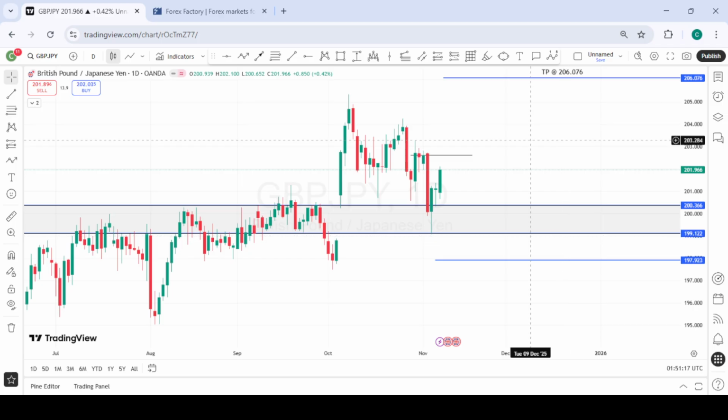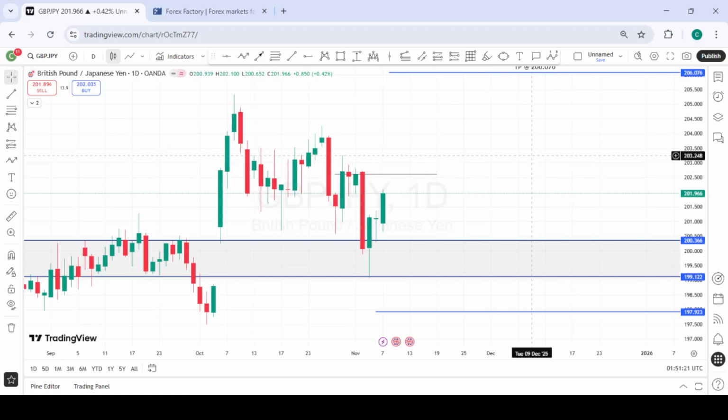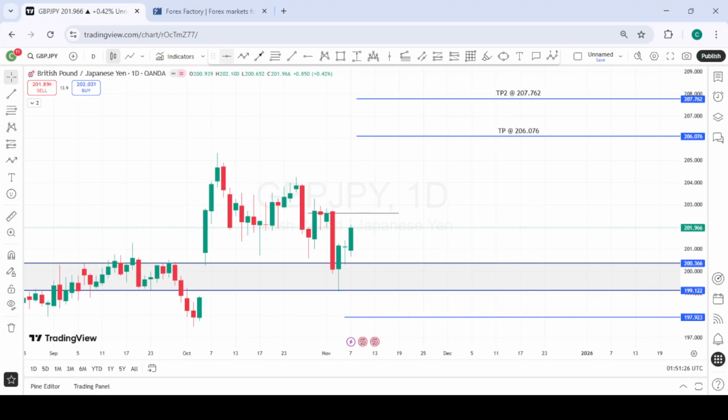We have here GBPJPY. So GJ, for the coming week, we'll be looking out for a daily structural shift here. If we are fortunate to get this daily structural shift and get a possible right shoulder or higher low, we'll be looking out for buying opportunities and take it to the upside, targeting this first TP or this second TP above.